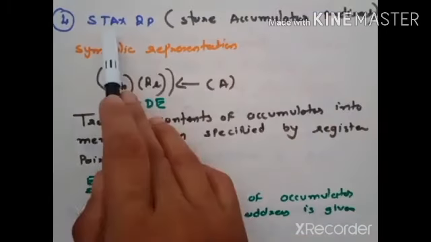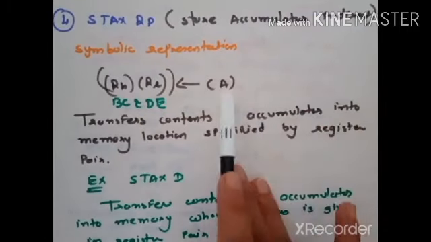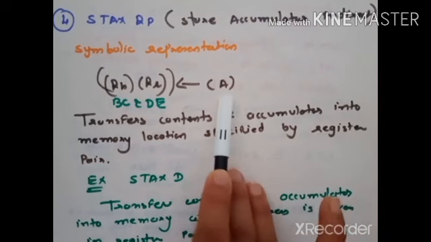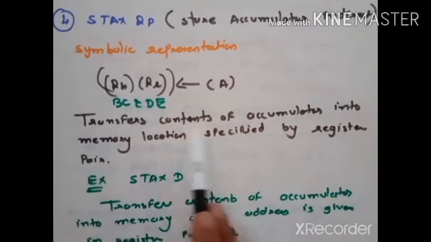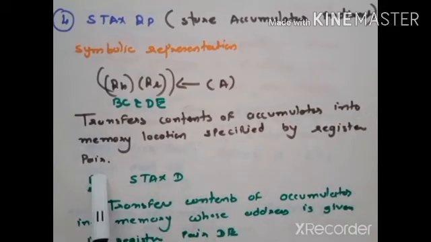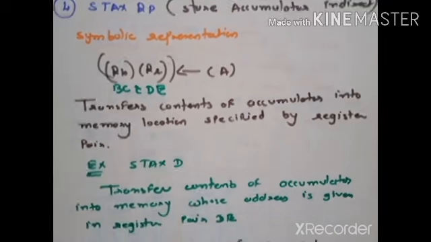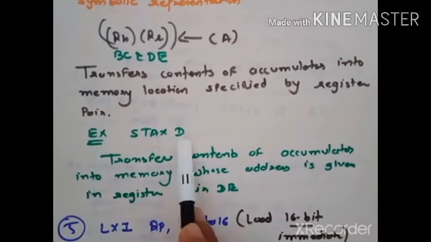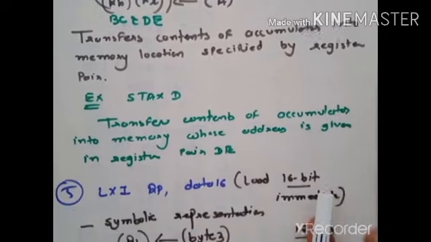Then next instruction is STAX RP, that means store accumulator indirect. So in this instruction, content of accumulator is transferred to this location. So transfer the content of accumulator into memory location specified by register pair, especially register pair BC and DE is used. Then example of this instruction is STAX D, that means transfer the content of accumulator into memory whose address is given in register pair DE. Okay, this is STAX D.